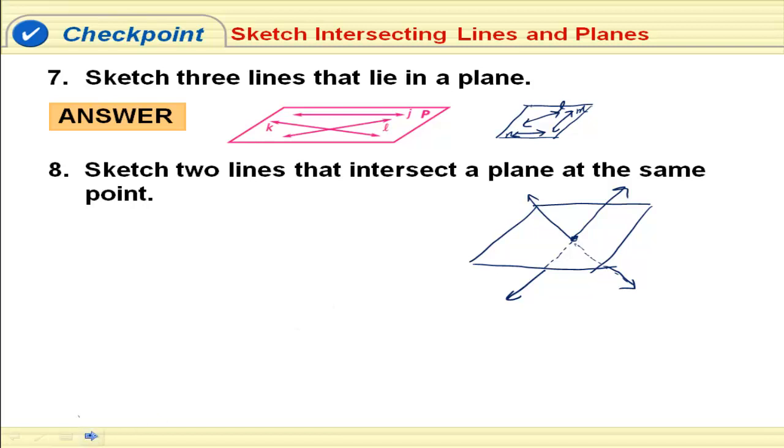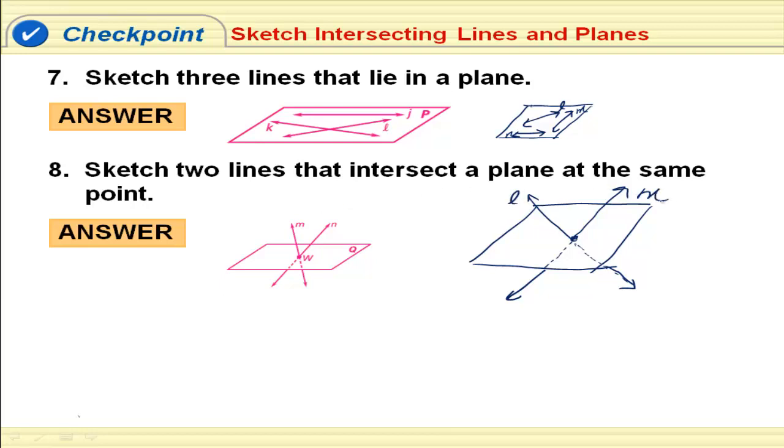Let's look at a much better drawing than mine. Here it is. Okay? And remember to label your lines and then label your points and your plane. We label planes with capital letters, and we label lines with small letters. And this point we can name W.